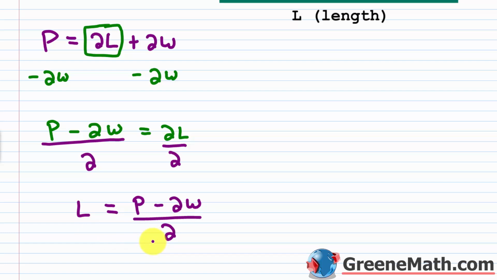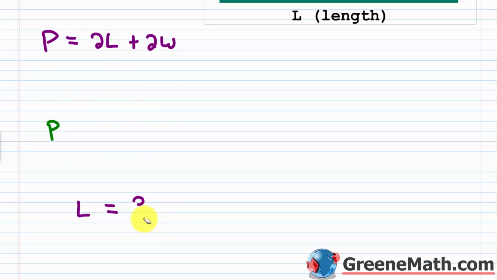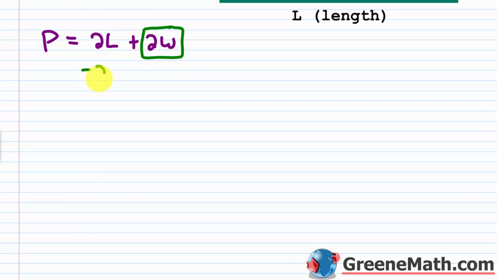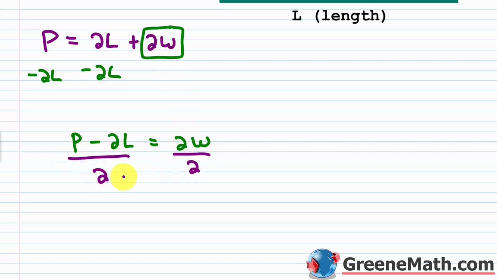So if I wanted to put this in terms of W, we'd use the same thought process. I want to begin by isolating the term with the W involved. So to do that, I would just subtract 2L away from each side of the equation. So I would have that P minus 2L is equal to 2W. And again, to isolate W, I just divide both sides of the equation by 2. Okay, very, very easy. 2 over 2 is 1, so you get W is equal to P minus 2L over 2.